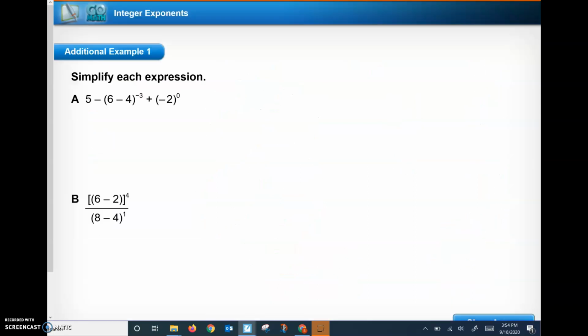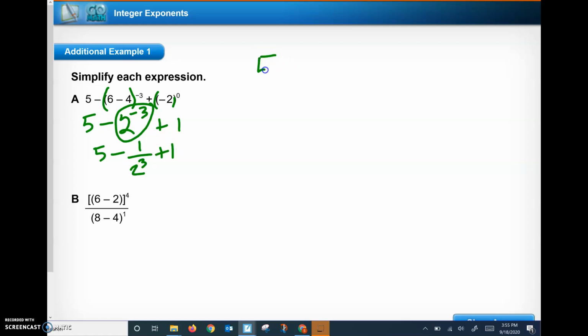All right. So the last thing we need to talk about here is when we have order of operations and how we do things. So inside parentheses is always where we want to start. So we have 5 minus, and 6 minus 4 is 2 to the negative 3rd plus. And what is anything to the 0 power? It is 1. So now we're going to take 5 minus, but we need to rewrite this. So we need to rewrite this as 1 over 2 to the 3rd plus 1.